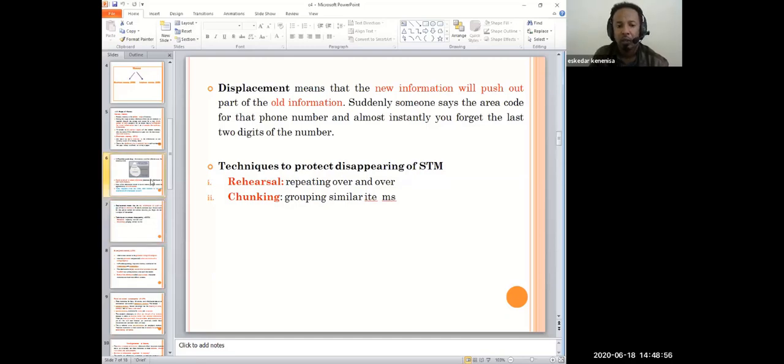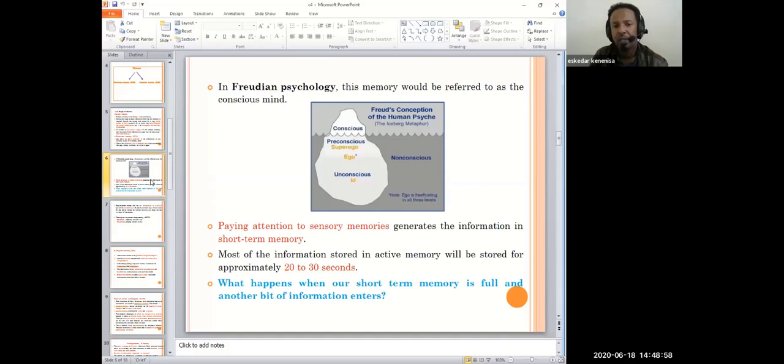What will happen when our short-term memory is full? The character of this short-term memory is that the capacity is very small. It's not as big as long-term memory. Look here, a small part of the iceberg is above the sea. So the capacity is not as big as the unconscious and preconscious or long-term memory.